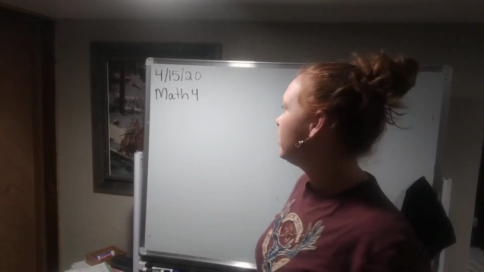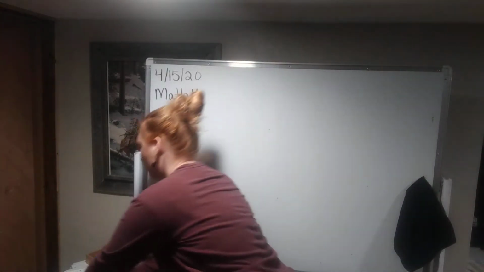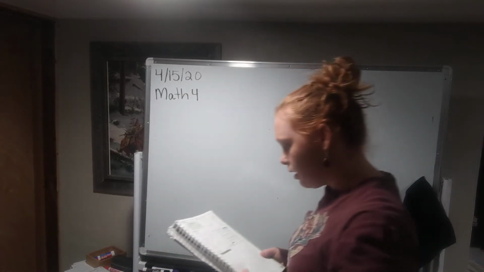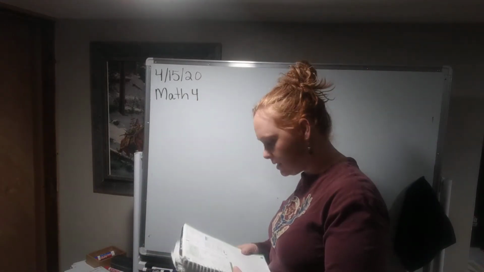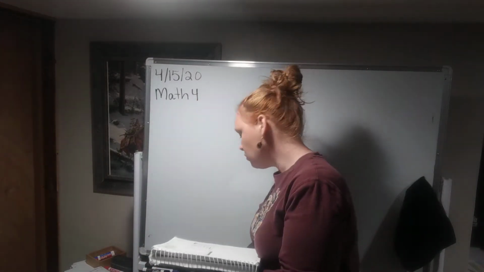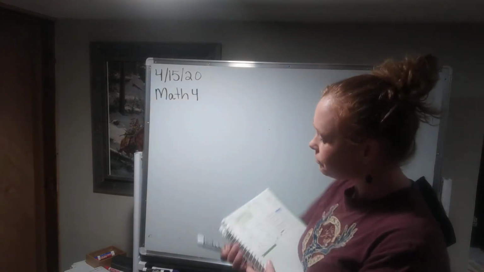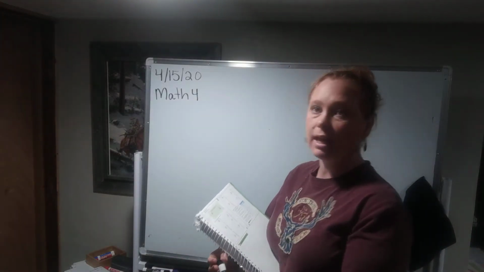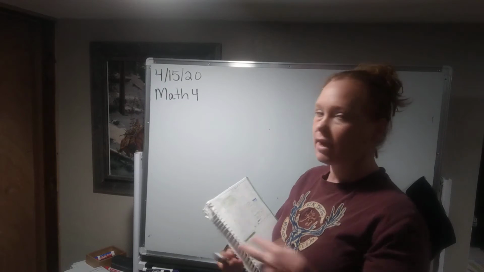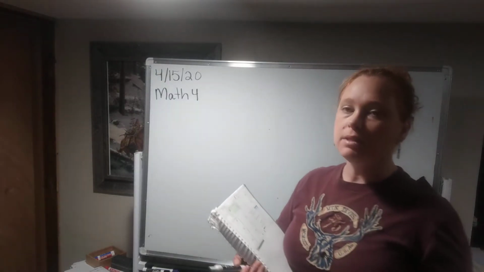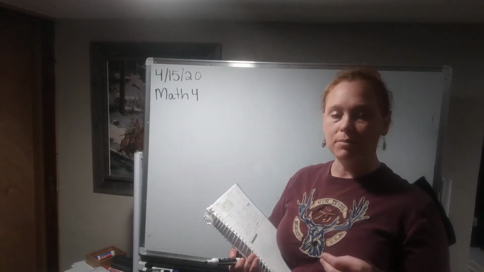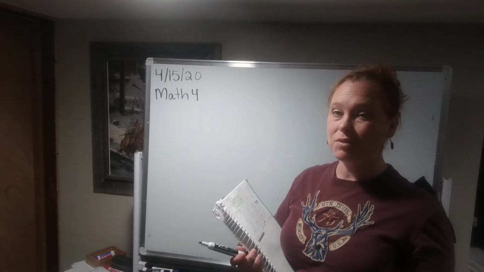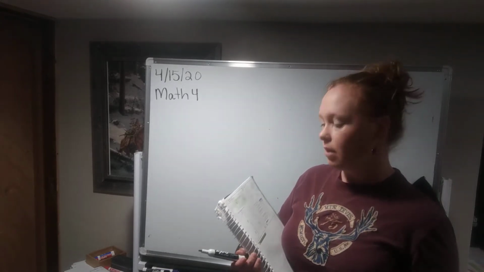Good morning. This is Wednesday, April 15th, Math 4, and we are on lesson 126, and we're going to continue on working with fractions, except today we're going to be adding and subtracting unlike fractions. Now remember, unlike means that the denominator, or the bottom number, is not the same, and we have to make them the same in order to do our math problem.